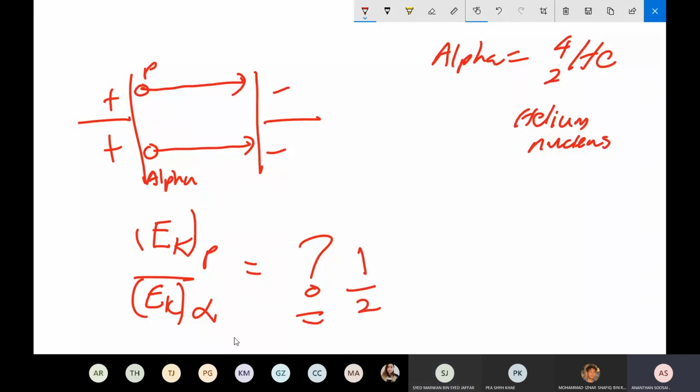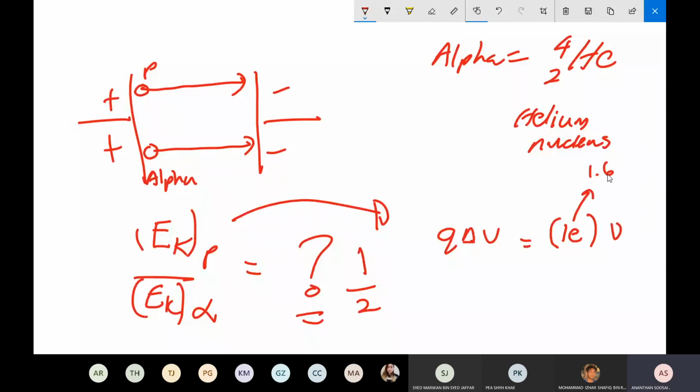Oh, well, two of you said it's half. Is it half? Yes, could be half, right? Because the work done is the gain in kinetic energy of the proton, which is Q times the change in V. The charge of the proton is 1e, where e is the elementary charge, about 1.6 times 10 power negative 19. We don't need to substitute the value. We just leave it as 1e.